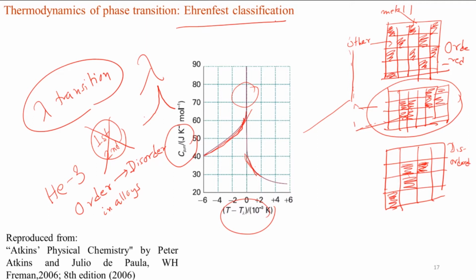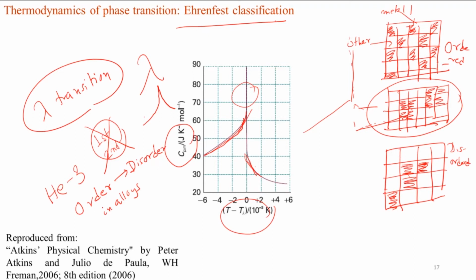First order, where the first derivative is discontinuous, or the slope is discontinuous. Second order, where the first derivative is continuous, but the second derivative is discontinuous, or the curvature is discontinuous. And there are also lambda transitions, which are partly first order and partly second order, which you cannot categorize as strictly first order or strictly second order. And we gave two examples: one is helium-3, one is the order to disorder phase transition.